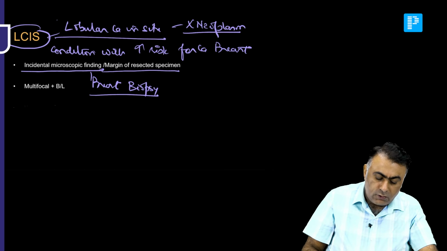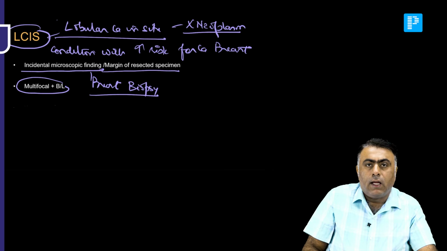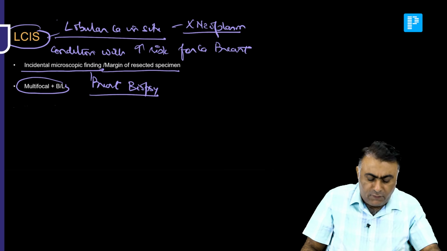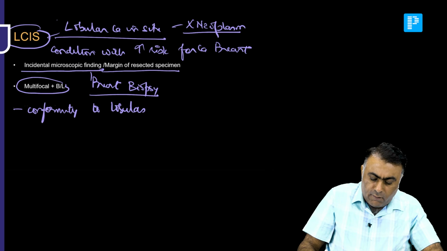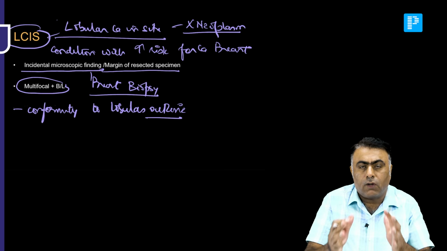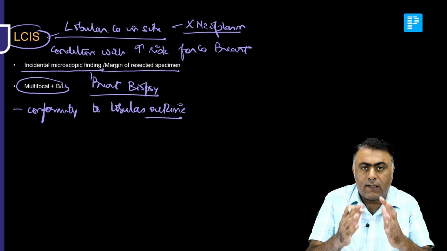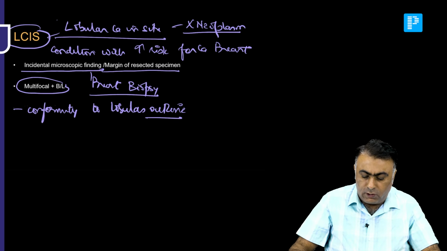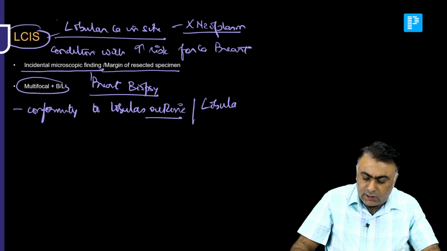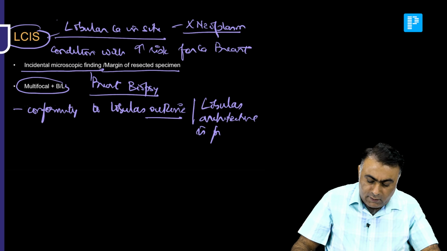Lobular carcinoma in situ are usually multifocal and bilateral, and a very important feature is they are recognized by conformity to the lobular outline with distended acini filled with cells. So the important thing is that in lobular carcinoma in situ, the lobular architecture is preserved.